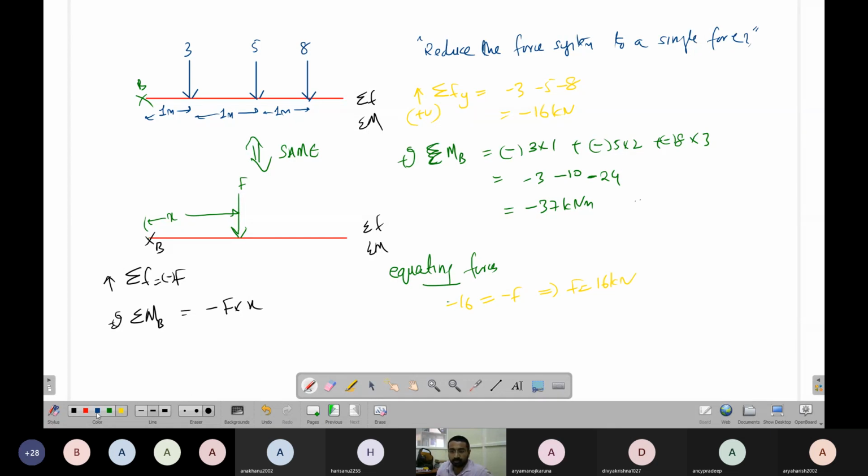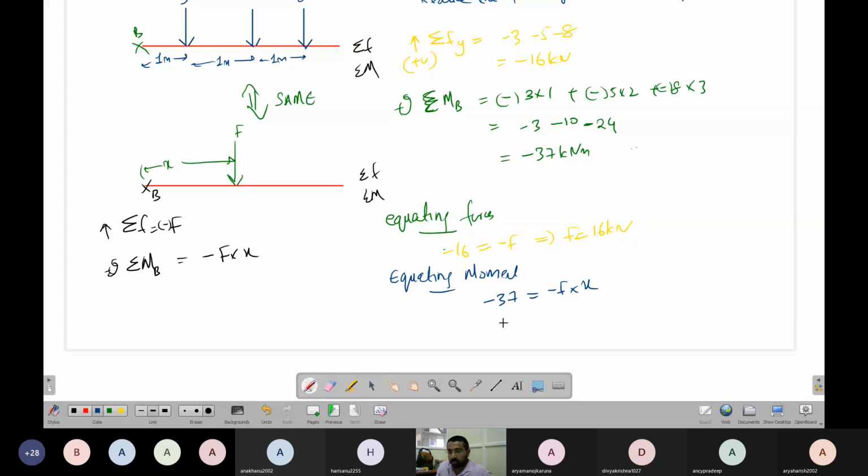Now if I equate moments, -37 is equal to -F times X. So this is minus, so it's equal to -16 times X. X is equal to 37 by 16.